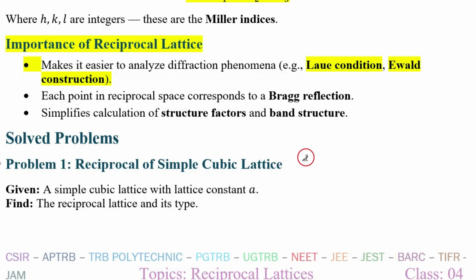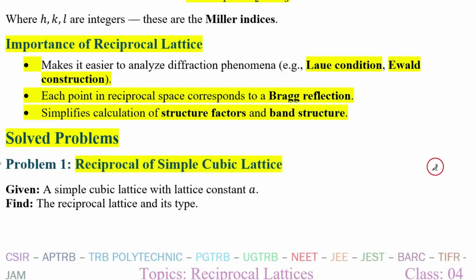So then second point, each point in reciprocal space corresponds to a Bragg's reflection. So these are the most important points we have to remember. Okay, then simplified calculation of structure factor and band structure. So the reciprocal lattice மூலமாக என்ன பண்ணலாம், we have to simplify the calculation for structure factor and band structure.